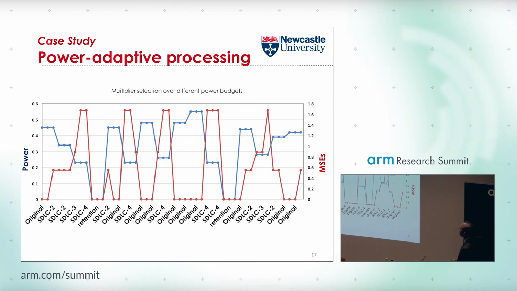This is a fantastic result. I think this is something which is still work in progress. What it basically means is that, as you can see, as the power goes down, you're having to cope by using a more approximate version of the multiplier. But as the power goes down as low as 0, the system goes to a mode called retention mode, so that it doesn't do any computation at all. So it's really adapting to the incoming power at all times.